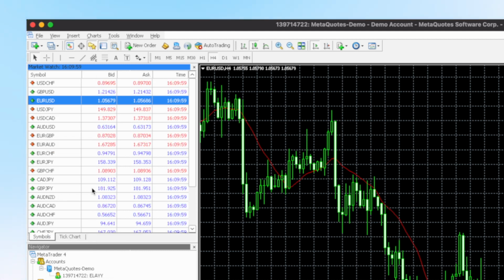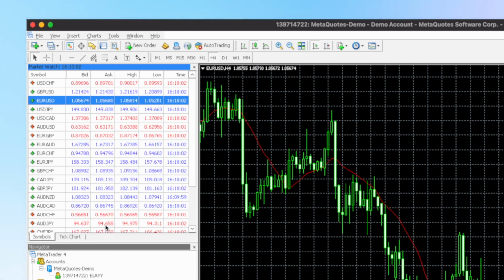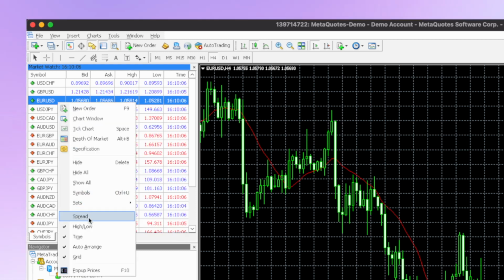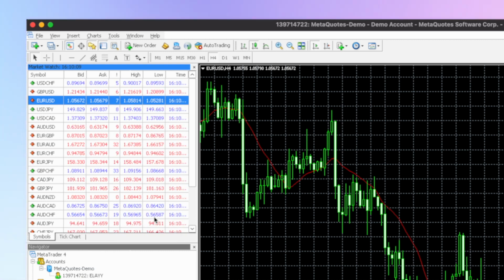Time. We'll add a new column in the Market Watch displaying the time of the last incoming bid, ask quotes. High, Low. We'll add two more columns in the Market Watch table. High will show the highest price achieved so far during the day. Low will show the lowest price achieved so far during the day. Spread. We'll add a new column in the Market Watch window displaying the difference between ask and bid price.